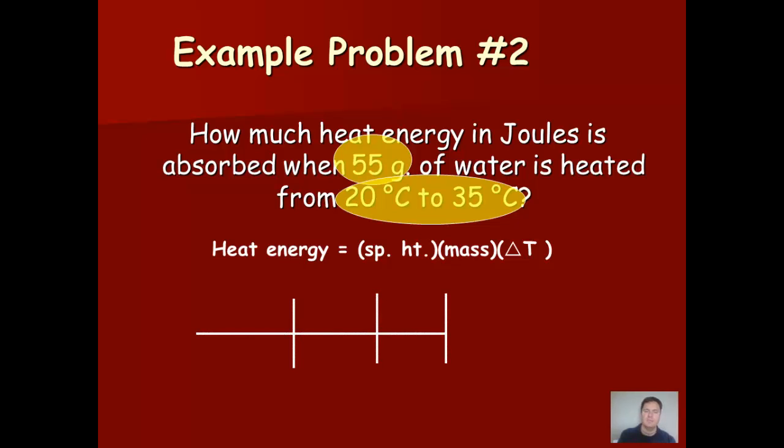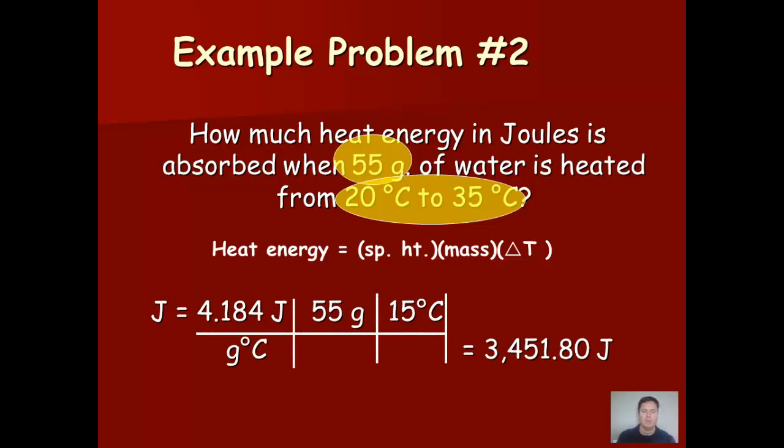So we set it up in the factor labeling, kind of. 4.184 joules per gram degree Celsius times mass, 55 grams, times 15 degrees Celsius. Now check what happens to our units. Our grams cancel there, and our Celsius cancel there, leaving us with just joules.